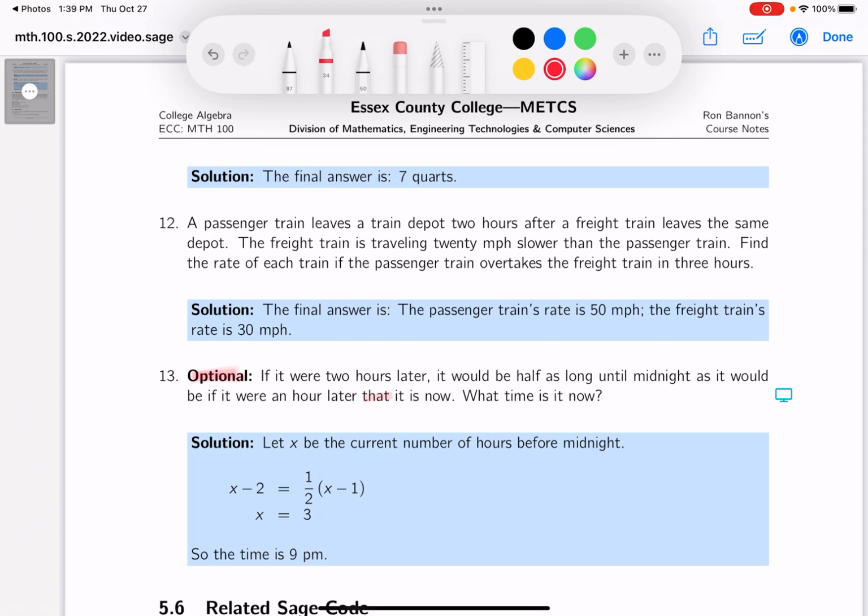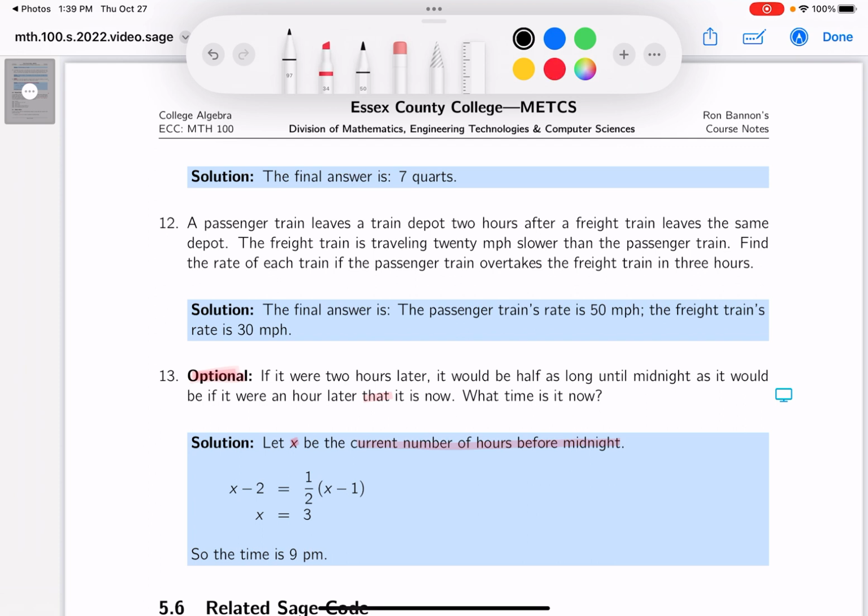All right. So I'm going to say the current time is X hours before midnight. All right, that's written over here. So X is the current number of hours before midnight. For example, if X is 1, it's 11 p.m. If X is 2, it would be 10 p.m., and so forth and so on. All right? So let's read it again, and let's take a look.